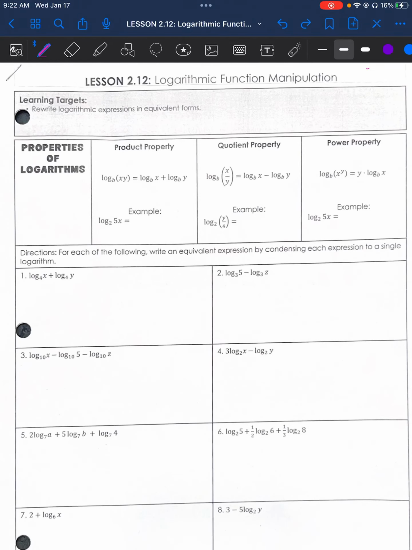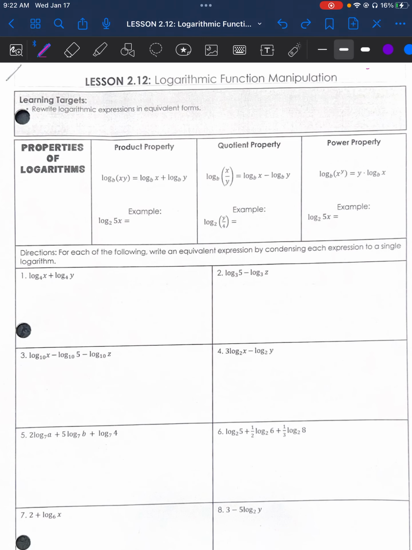Hey guys, I am going to do lesson 2.12 with you all. Luckily, this one is pretty algebraic and not too bad, and there are lots of videos on YouTube should you need more help. So, we've been talking about logs, and we're going to practice rewriting logs in different forms.